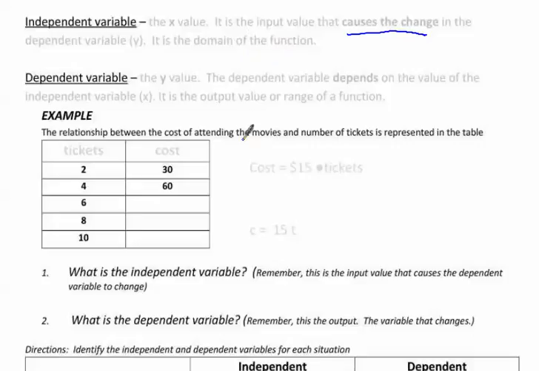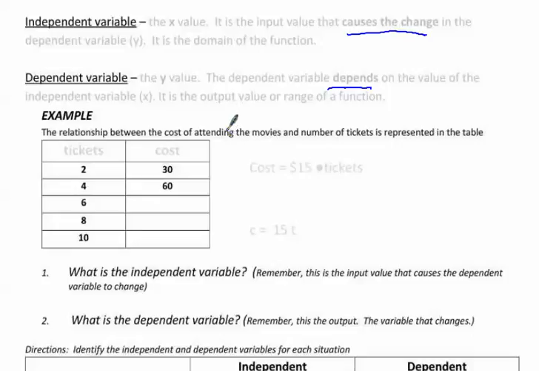So far you've noticed there have been several names for the x value: input, domain, and now independent variable. Any of those can represent the x value. The dependent variable is the y value. It depends on the value of the independent variable, or the x. It is the output value, or range, of the function. So for the y value, you've learned that it can be called the dependent variable, the output, or the range of a function.